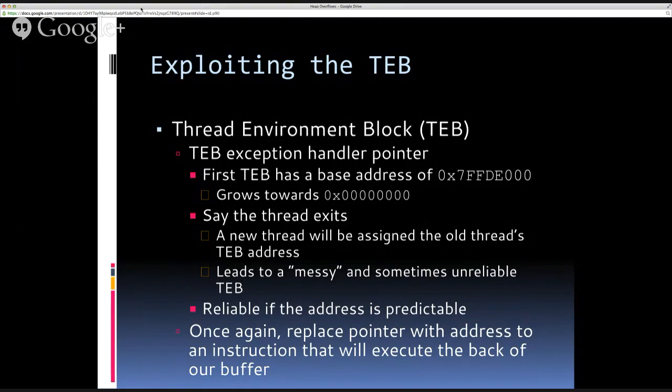But if the address is predictable, then of course you have reliability. This is especially nice for single-threaded programs, right? You don't have to really worry. You know exactly it's going to be predictable because you just have one thread. And just like the other case for the actual exploit, we're going to be replacing the pointer with an address to the instruction that's going to execute from our buffer.